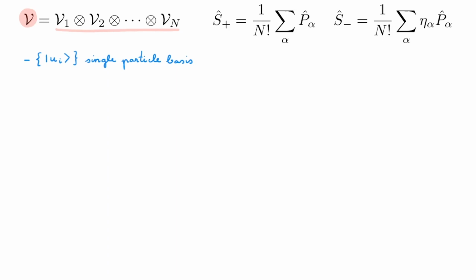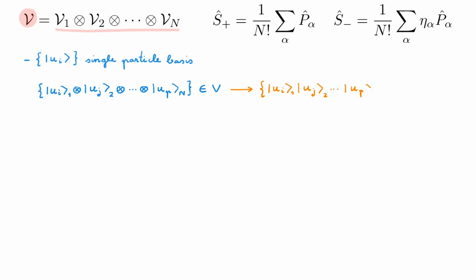You will remember from the video on tensor product spaces that we can construct a basis for the tensor product space V by calculating the tensor product of the basis states of the single particle spaces like this. As usual, we will omit the tensor product symbol moving forward and simplify our notation to this. This here is a basis for V, but we know from the video on the symmetrization postulate that the states describing a system of n identical particles don't really live in V, but in one of two subspaces of V.